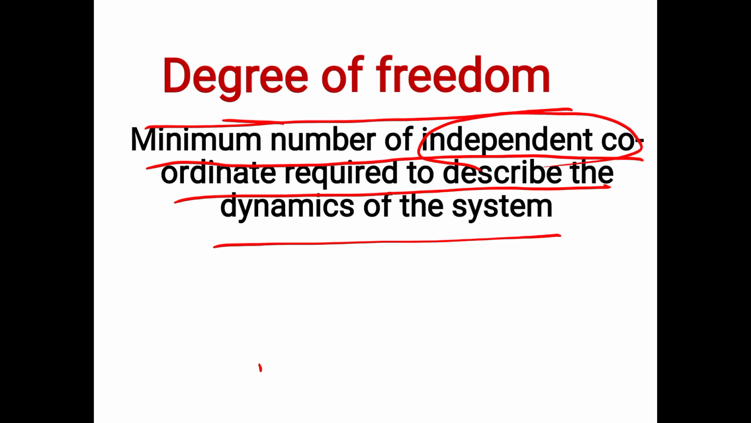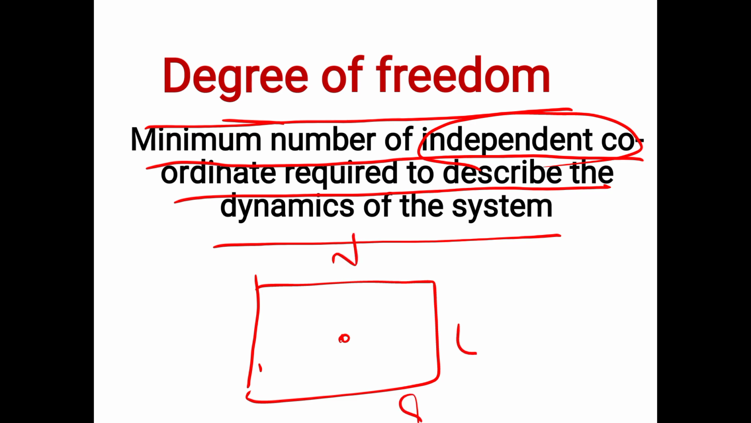First we have to understand what is independent coordinate. Suppose this is a room. Suppose I am standing here. Now how can I find out my coordinate? Suppose this is north, south, east and west. My coordinate from the east side is, let's say, 50 centimeter. Similarly from north side is, let's say, 20 centimeter.